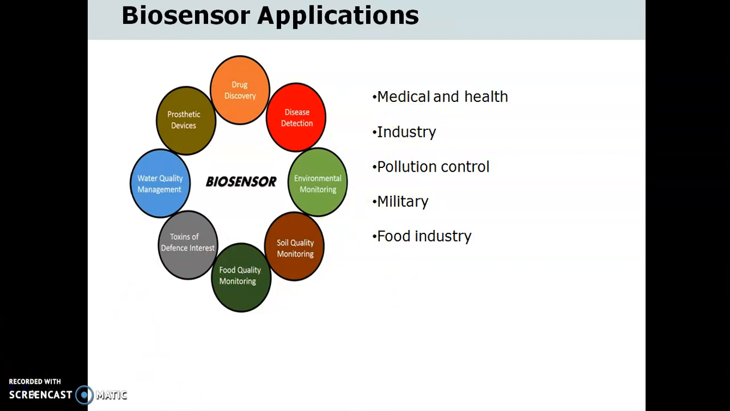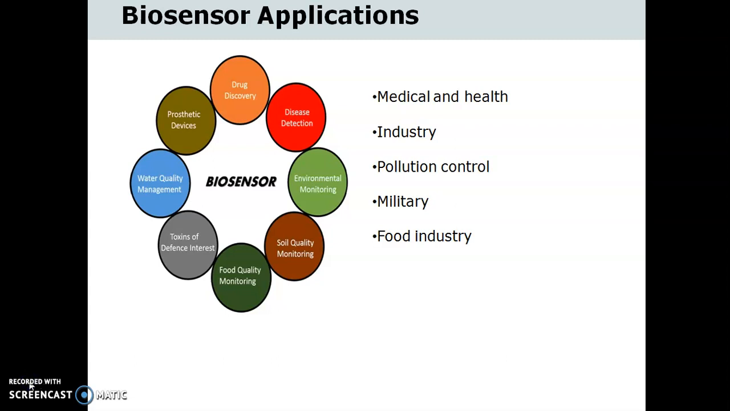In case of medical and health, the biosensors are successfully used for the quantitative estimation of several biologically important substances in the body fluids, for example glucose, cholesterol, urea. Also in case of industry, the biosensors can be used for the monitoring of fermentation products and estimation of the various ions. The most important application, that is pollution control.